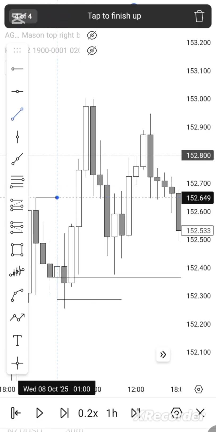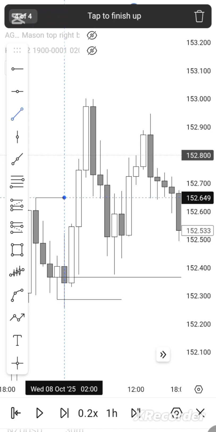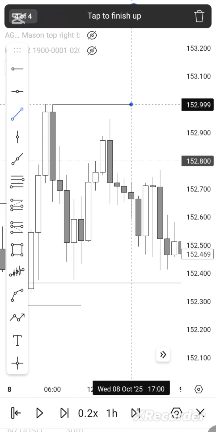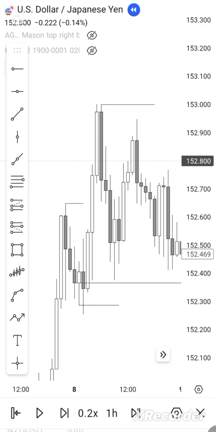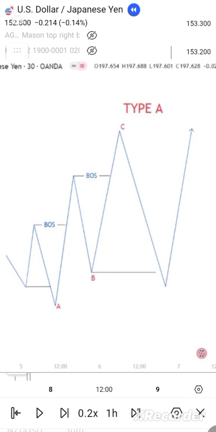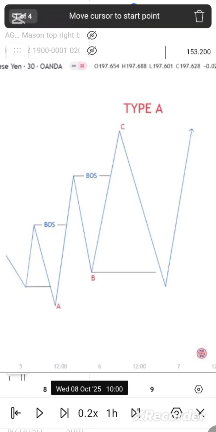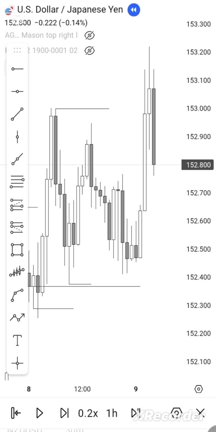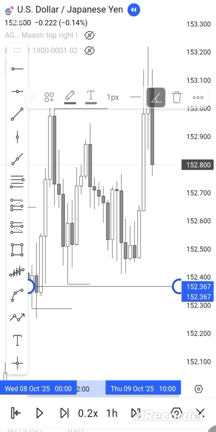So I have a sweep, I have a break, just normal SMC, a break of structure, the first break, and I have the second break here. Can you see? The first break, the second break. And then I have this liquidity very close to my POI yesterday. So it was a high probability setup.